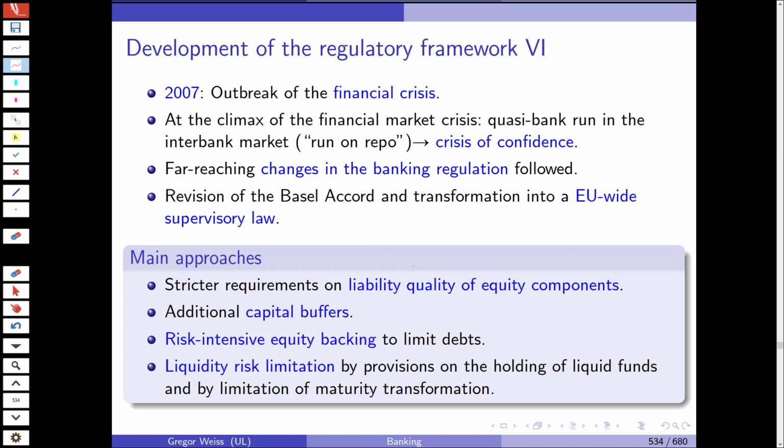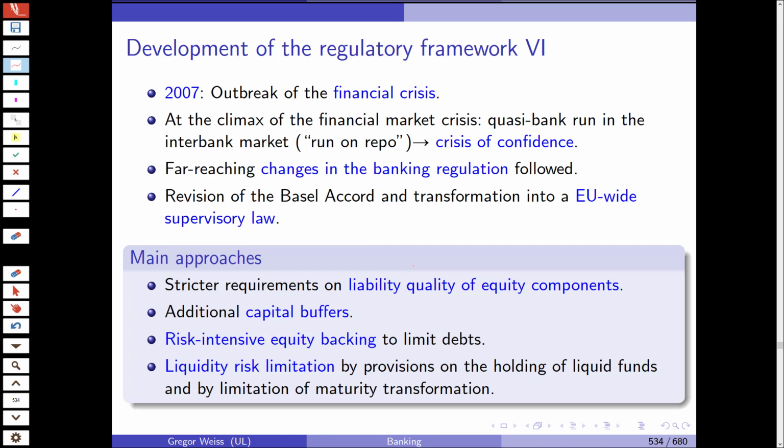This led to a crisis of confidence between banks, and we had a run on repo. The far-reaching changes in banking regulation obviously followed after the financial crisis. The Basel Accord was revised and transformed into an EU-wide supervisory law.